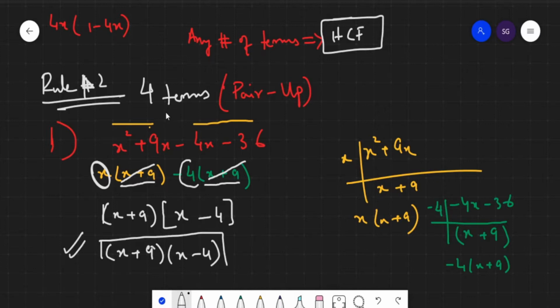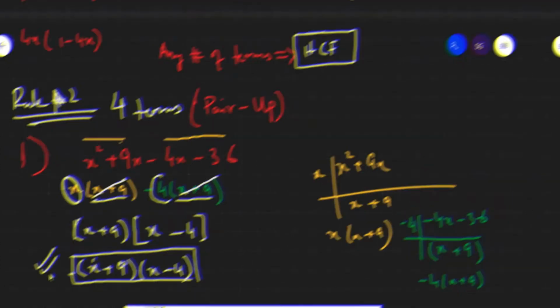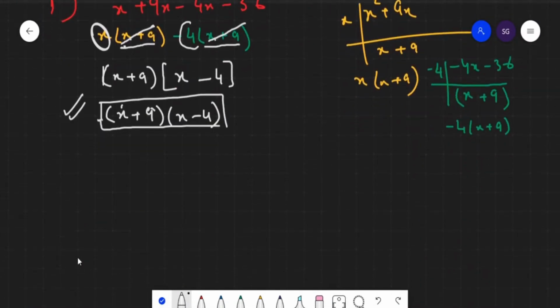Right? So we have 4 terms, we pair up and factorize each pair. Now the key thing here is that once you factorize each pair, this bracket should be the same. It should have the same terms and the same signs. Only then you'll be able to take this whole bracket as common out, and this is where we end up with the factorization. Let's take another example and see what you do for the next example.